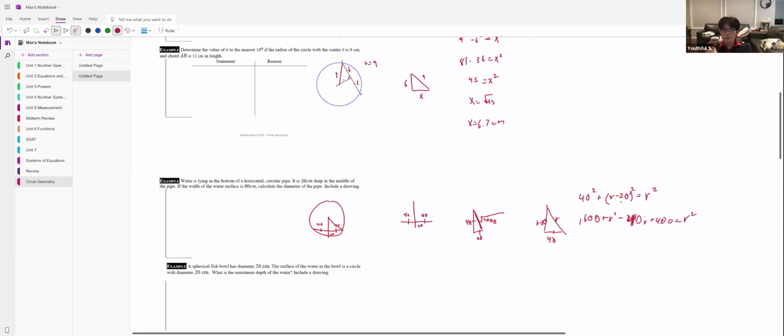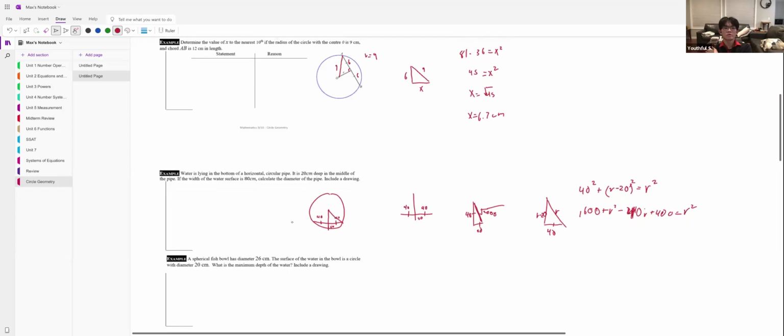So then r minus 20 squared is a binomial squared, and huh? What's up, college? Oh, we're trying to solve for, let me see. Where did it go? Oh, here. I'm trying to solve for the diameter of the pipe. Okay, cool.